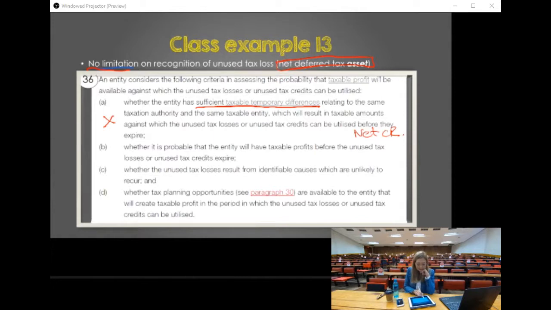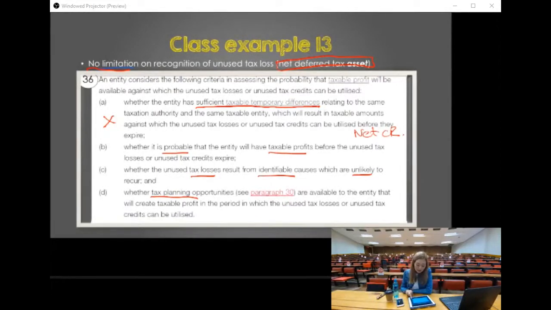So B says it must be probable that there will be taxable profits in future. Also, this tax loss must have resulted from identifiable causes, unlikely to recur. And also, if there are tax planning opportunities. So these three things together must give me a warm, fuzzy feeling to tell me, yes, it's fine. We can go ahead and recognize a deferred tax asset.